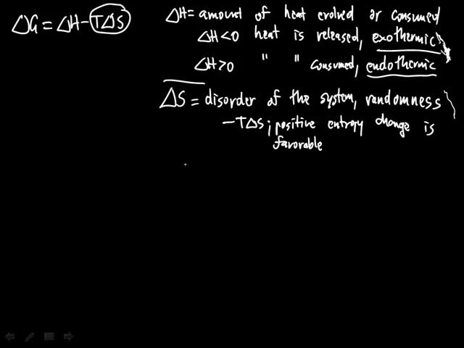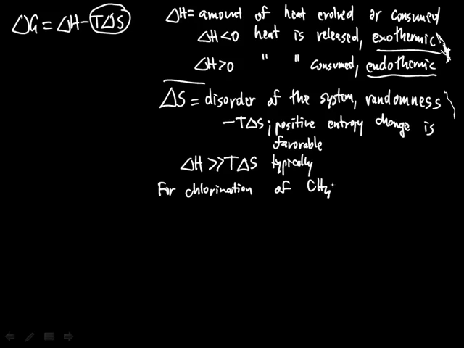But again, as I mentioned previously, delta H is typically much larger than T delta S. If we look at some values for chlorination of methane, just to illustrate this, delta H is minus 25.0 kilocalories per mole, and T delta S at room temperature is minus 0.86 kilocalories per mole. So about 30 times lower. Okay? But again, this is T delta S, so this depends on temperature, so be careful about that.